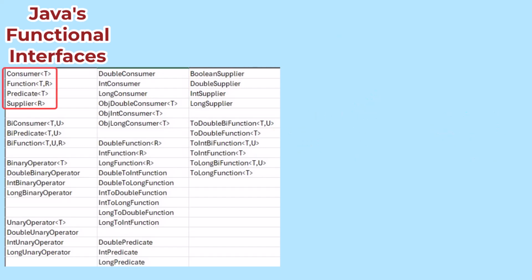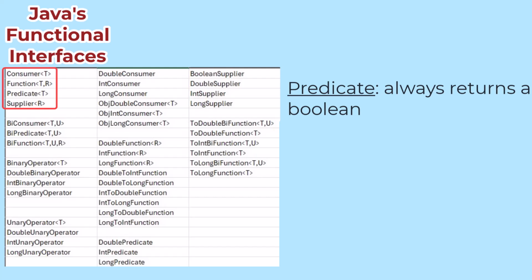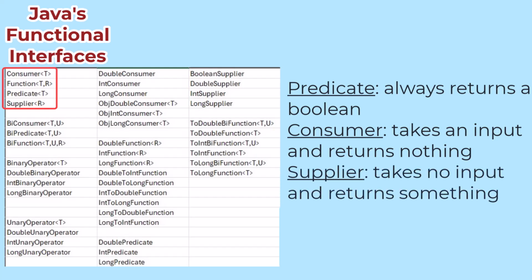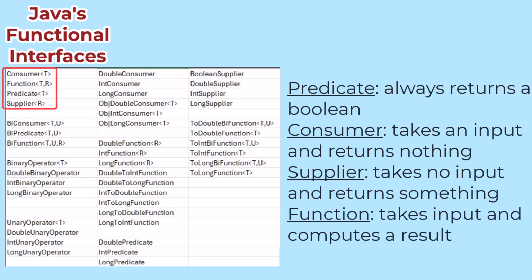Second, all of these fall into 4 basic categories. Predicate. This is the one we know. It takes input and returns true or false. Consumer, which is a unary function from a given type to void. It takes an input and does something, but it returns nothing. Supplier, which takes no input and returns something. And function, which takes an input and computes a result. The rest of all of these are more specific interfaces in those categories.